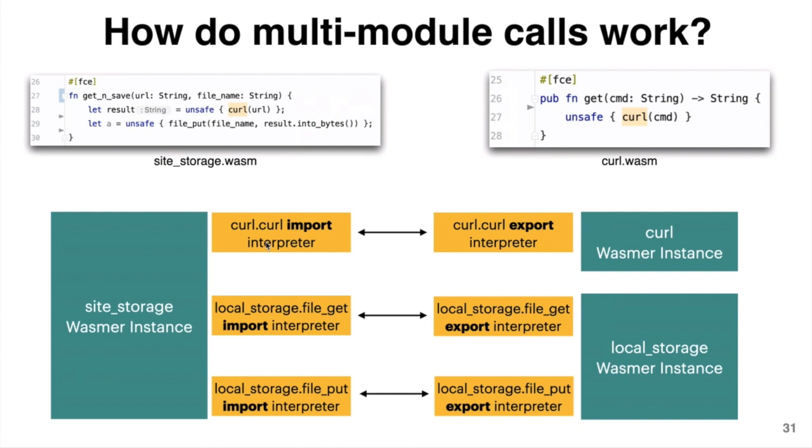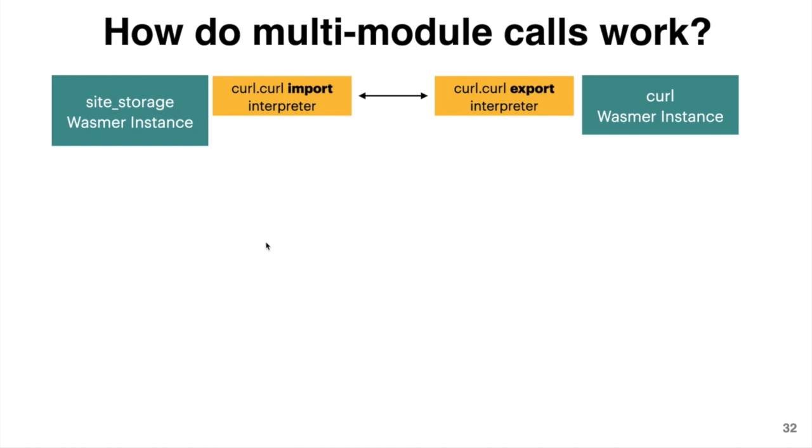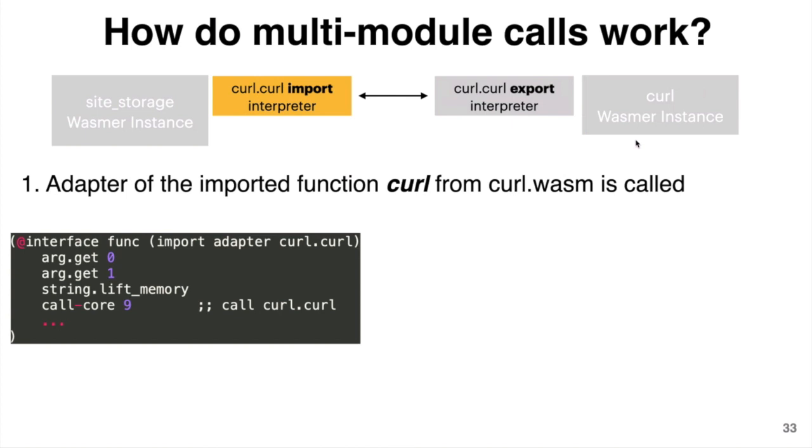So let's discuss how a call is passed from site storage, meaning that from site storage we call kernel, yes, from the kernel module. On the first stage, the import adapter of site storage will be called. This import adapter looks like this. Here you can see several instructions. They're from the current interface types proposal. So what are they doing? They lift strings. The main purpose is just to get a string from site storage memory to, for example, Rust host type. Yes, so how do they do this?